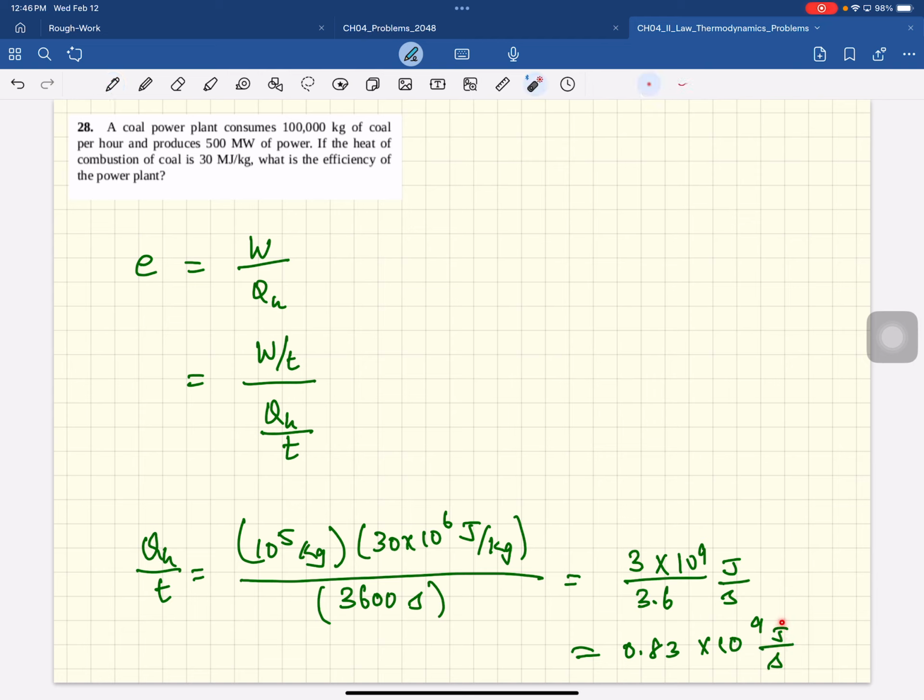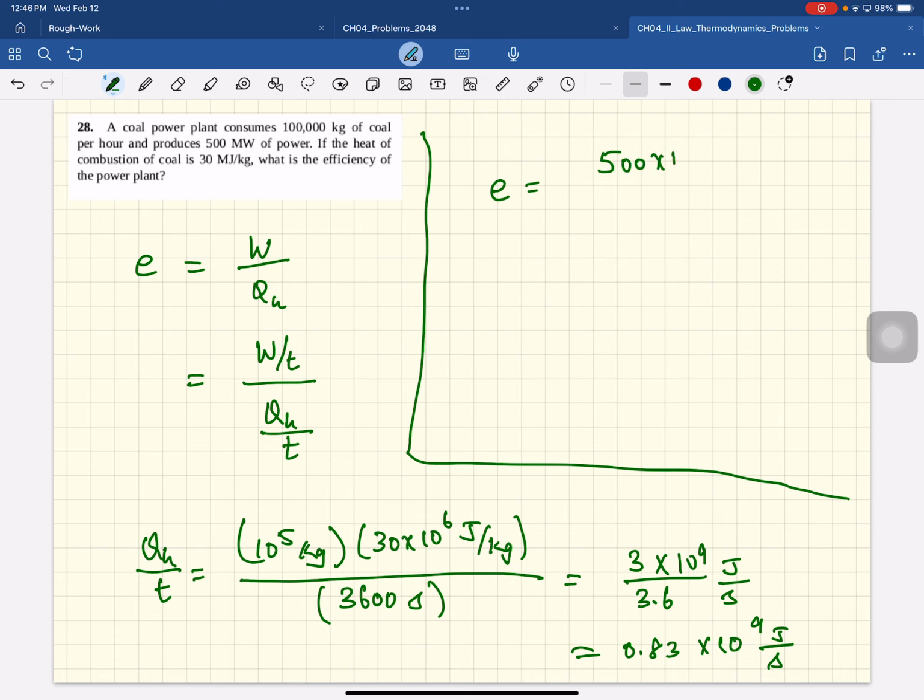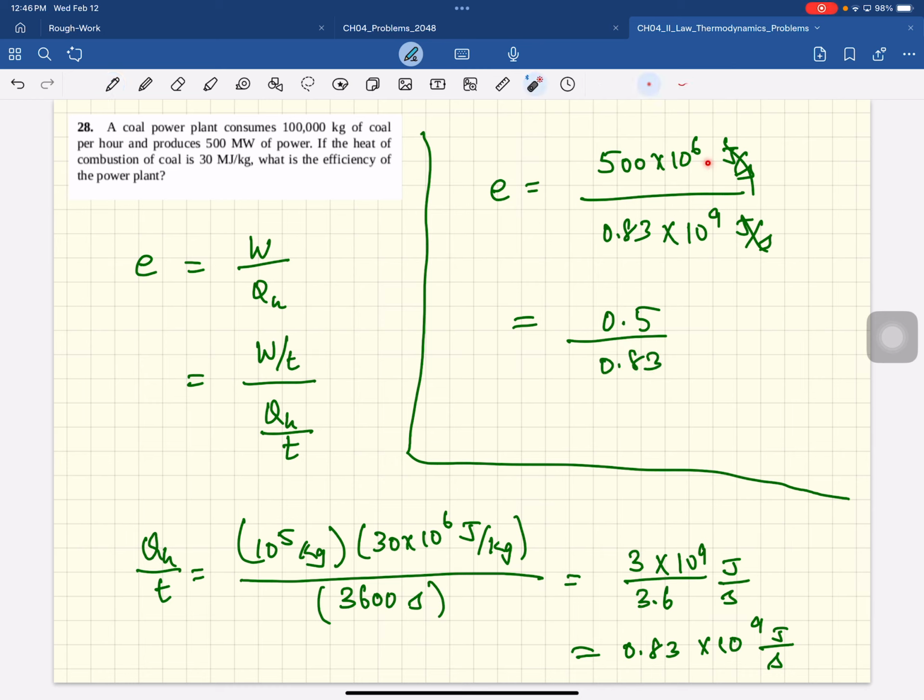That is a gigawatt. Okay. So, coming back to the efficiency, efficiency is 500 megawatts divided by 0.83 into 10 to the 9 joules per second. Efficiency is a dimensionless number. So this is 0.5 divided by 0.83. This comes to the top, that becomes 10 to the minus 3. That's 0.5 divided by that.